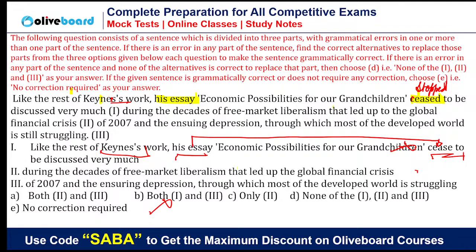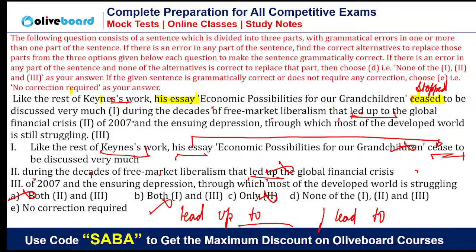Now let's see. Ceased to be discussed very much during the decades of free market liberalization that led up to the global financial crisis. Now tell me, lead up to the, is this correct or lead up is correct? Either you can say lead up to something or lead to something. See, lead up to is also correct, guys. So this is also wrong because here it is given that led up to the global financial crisis means it took us to that particular spot. That is correct. So the second will also not be replaced, eliminate the option.